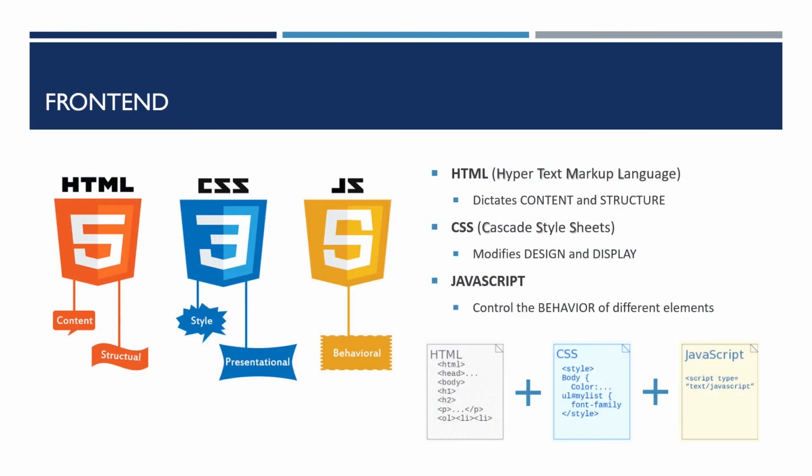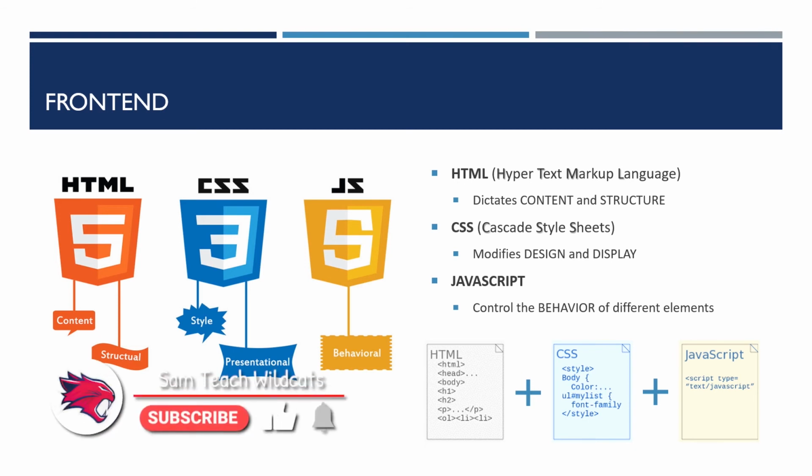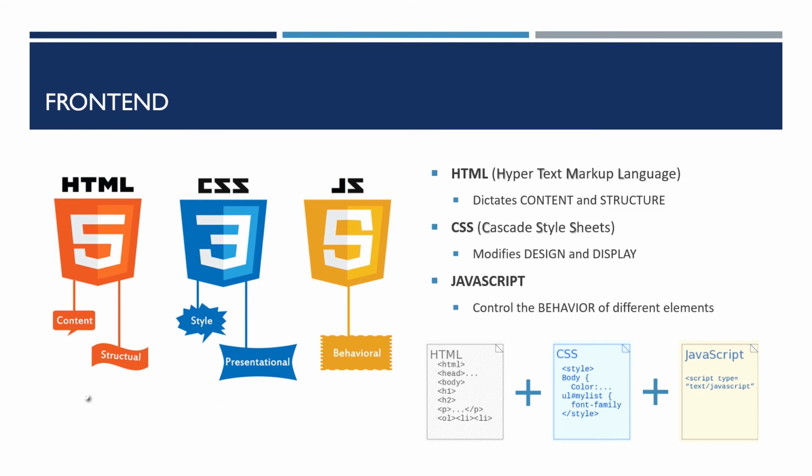We have the HTML that dictates the content and the structure of your web application or your web page, and the CSS that modifies the design and display in the presentation layer. And you have the other layer in the JavaScript. Here you can control the behavior of different elements. Of course, you can control HTML or CSS elements. And like I said previously, these three languages are the native languages for every web browser.